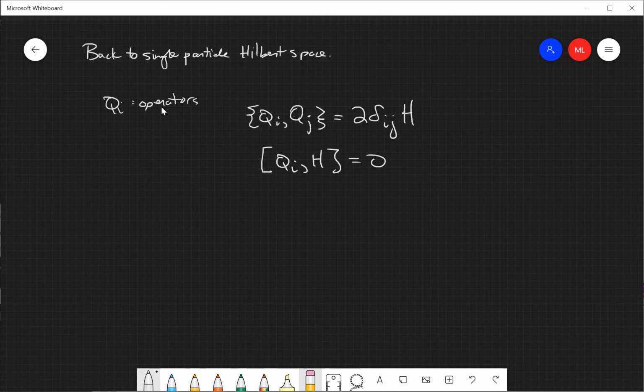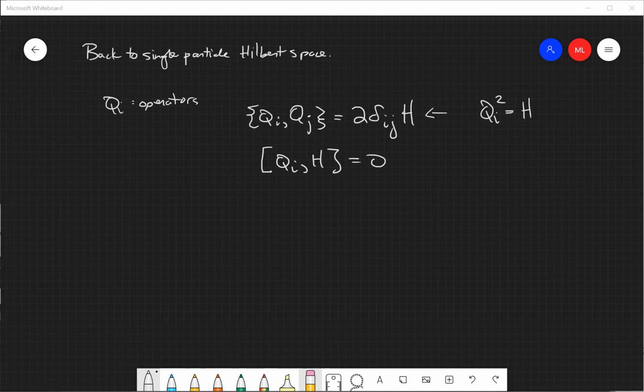So they have these sets of relationships. And these guarantee then that if I look at this equation and I set i equal to j, it means that Q_i squared is equal to H. It's a square root of your Hamiltonian. So any Hamiltonian that can be written as the square of such an operator satisfying these relations is a supersymmetric Hamiltonian.